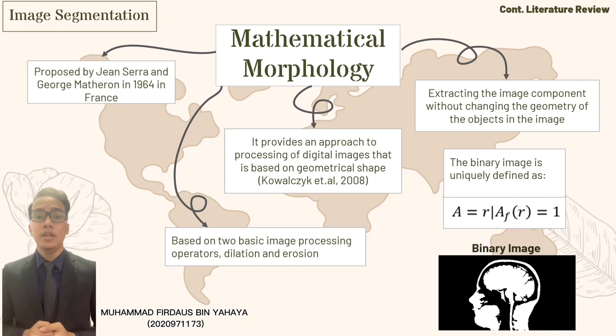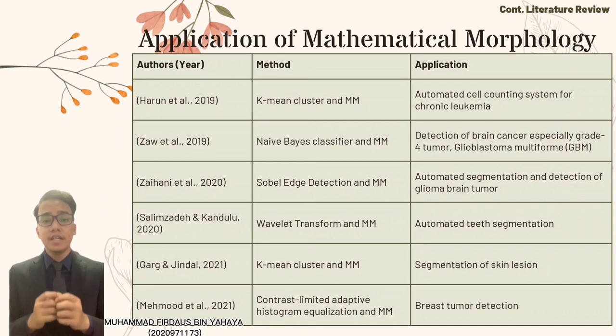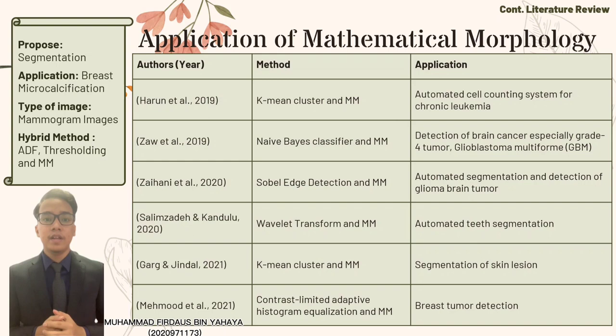Next is the application of the mathematical morphology method. We can summarize that mathematical morphology has been widely used in the segmentation process. Besides, various types of images have been processed using this method, such as MRI, dental X-ray images, and dermoscopy images. Hence, in our study, mathematical morphology will be combined with the thresholding method and the image filtering anisotropic diffusion filter to segment the microcalcification in the mammogram image.